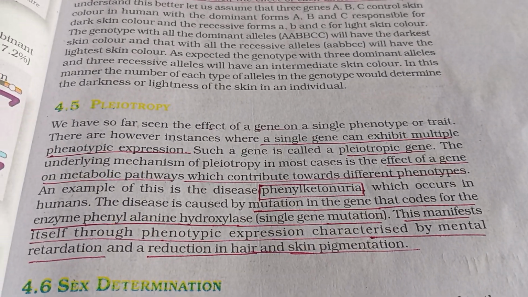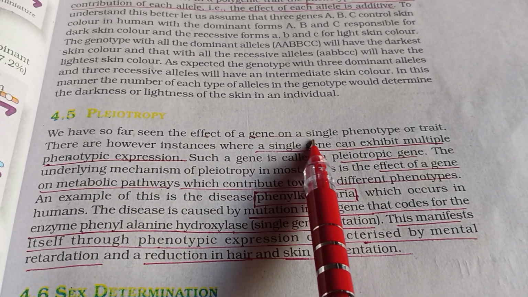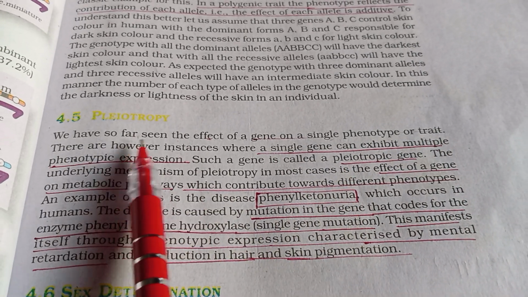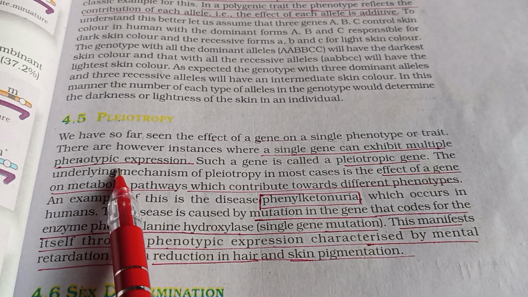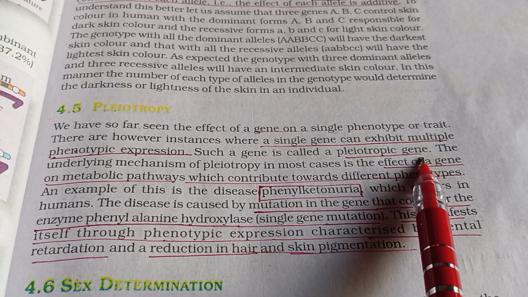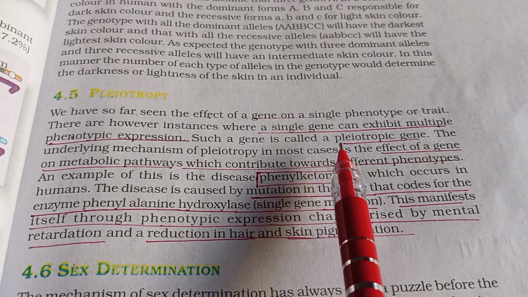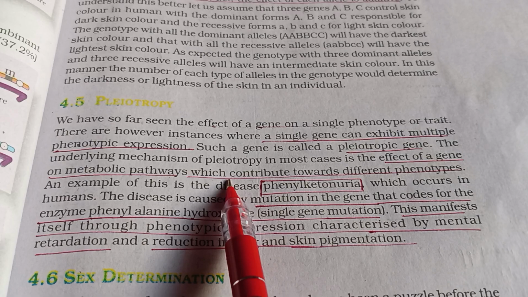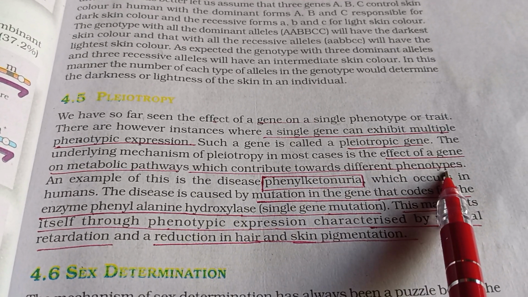Now, pleiotropy. We have so far seen the effect of a gene on a single phenotype or trait. There are, however, instances where a single gene can exhibit multiple phenotypic expressions. Such a gene is called a pleiotropic gene. The underlying mechanism of pleiotropy is, in most cases, the effect of a gene on metabolic pathways which contribute towards different phenotypes.